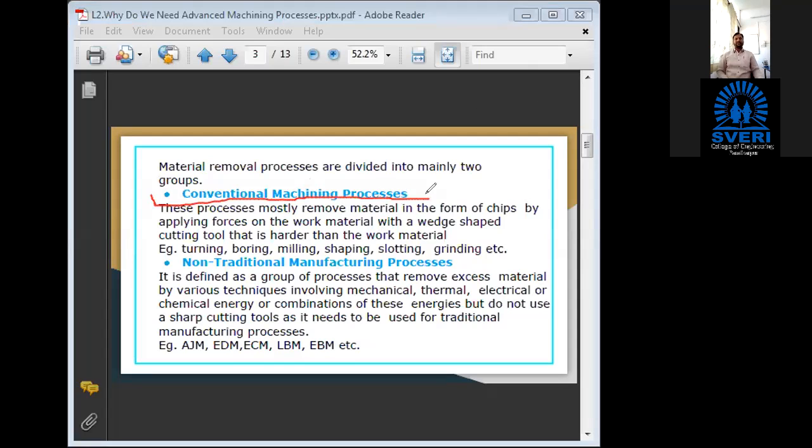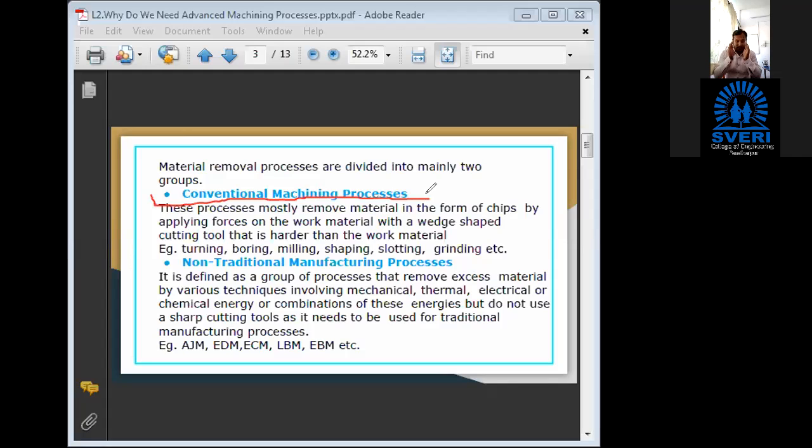Okay, the conventional machining process is one of the processes that belongs to material removal. Now, what is meant by conventional manufacturing process? Since the morning I have been talking about conventional and non-conventional, correct? So what are the conventional ones? They are the processes which mostly remove the material in the form of chips.